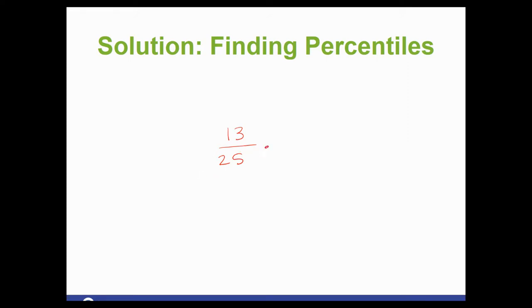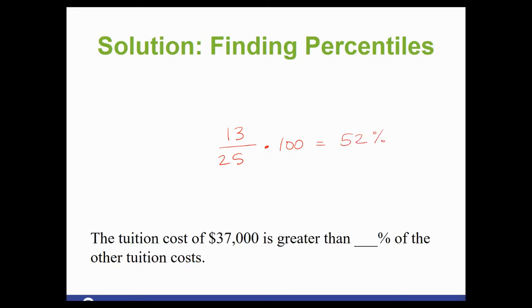Times 100, this will give us our percentile. So 13 divided by 25 times 100 comes out to a nice whole number for us, 52%. So what that means is that the tuition cost of $37,000 is greater than 52% of the other tuition costs. So 52% is less than that $37,000 for tuition costs.